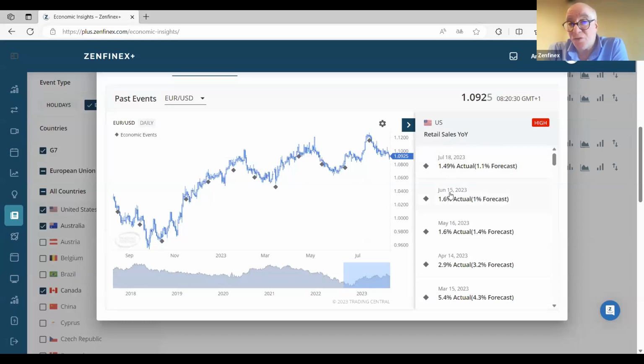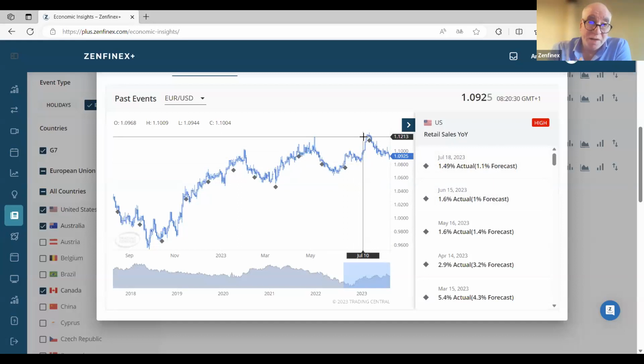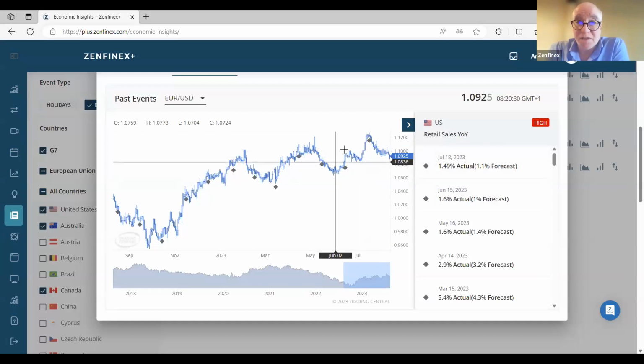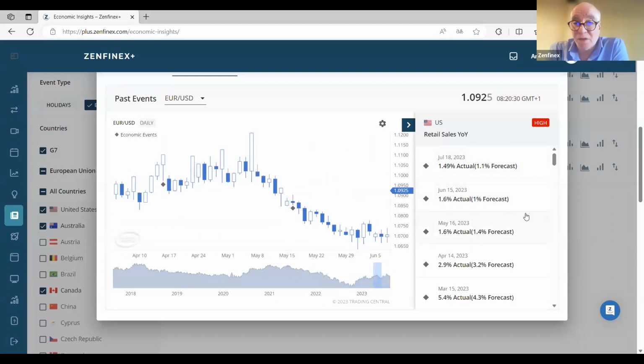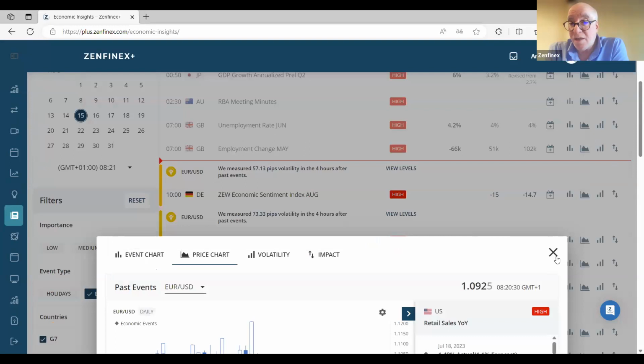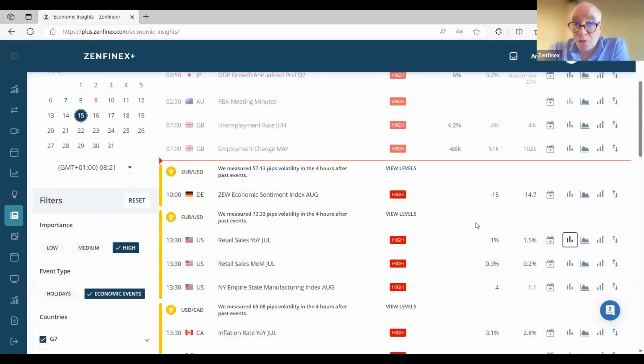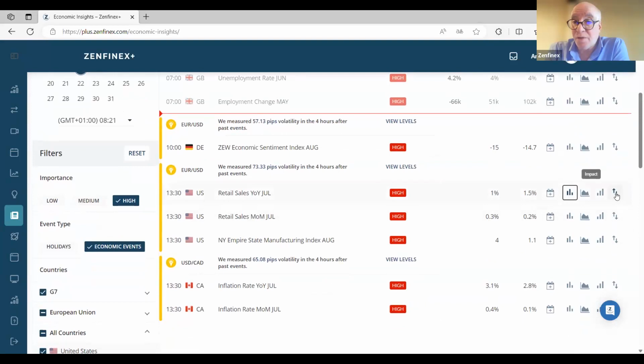If we go back further to June the 15th, the actual was higher than the forecast, and the point I really want to make at this point is that it's not a direct correlation, right? It is just purely you doing some research before the news comes out and saying, okay, in the past, what happened when the news came out, when it was above forecast or below forecast? And that way, you can start preparing yourself for what might happen this afternoon.